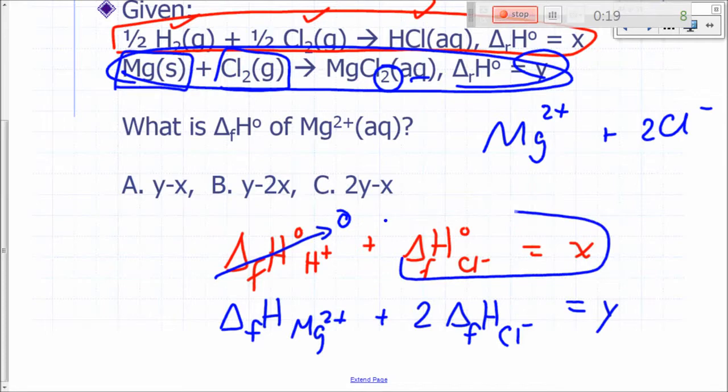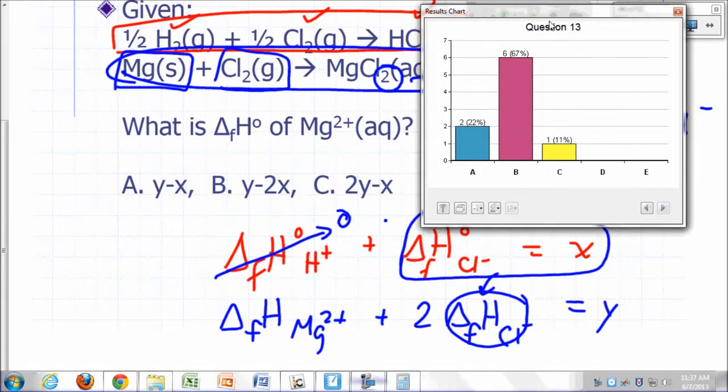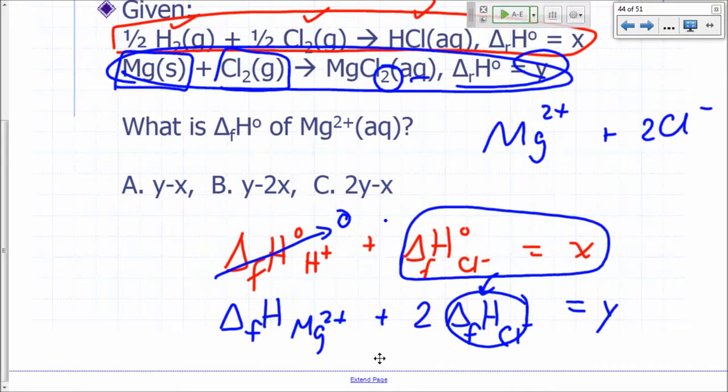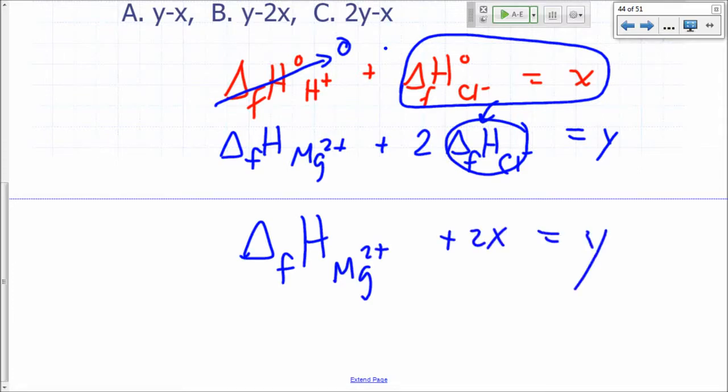What does this tell you? X is just equal to delta H formation of chloride, so where would you plug the X? Right there. So this thing is just X. So what's the delta H formation of magnesium? It's just equal to Y minus 2X. So you can say here that delta H formation of magnesium ions in aqueous solution plus 2X is equal to Y. So you subtract 2X from both sides, so it's Y minus 2X.